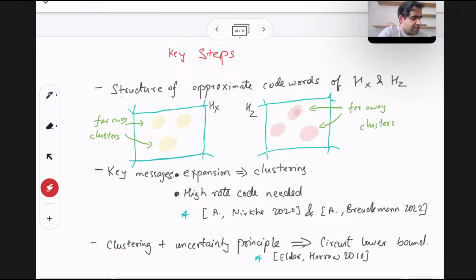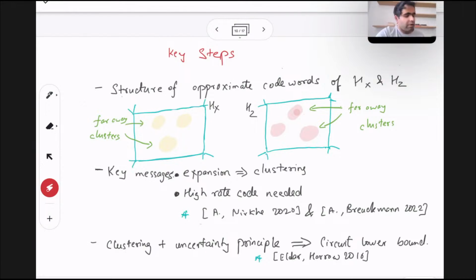The key message is that there is a notion called expansion, a notion which is very natural to these good quantum codes discovered by Panteleev, Kalachev, and by Leverrier and Zemor. The expansion implies this property of clustering that you see here. So in the next few slides, I'll motivate this particular phenomenon, which is the main result.